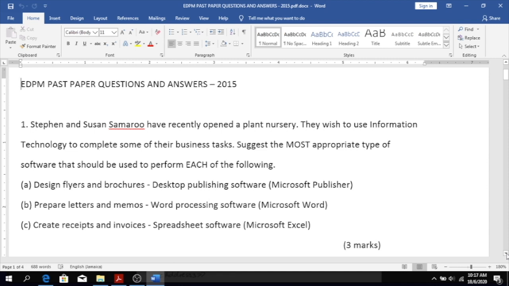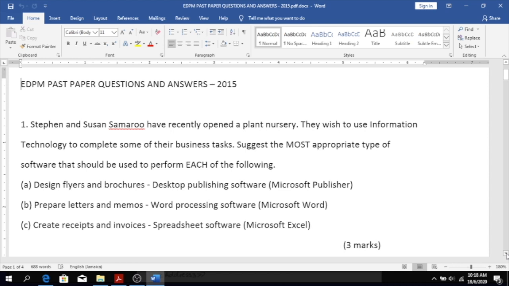Now, when it comes to designing flyers and brochures, desktop publishing software should be used. In Microsoft Office, it's called Microsoft Publisher. It's not limited to this one, because you have different desktop publishing software. A Mac might use a different desktop publishing software. So not only Microsoft Publisher, but we use the Microsoft Suite, so Microsoft Publisher would be the one we use for desktop publishing.